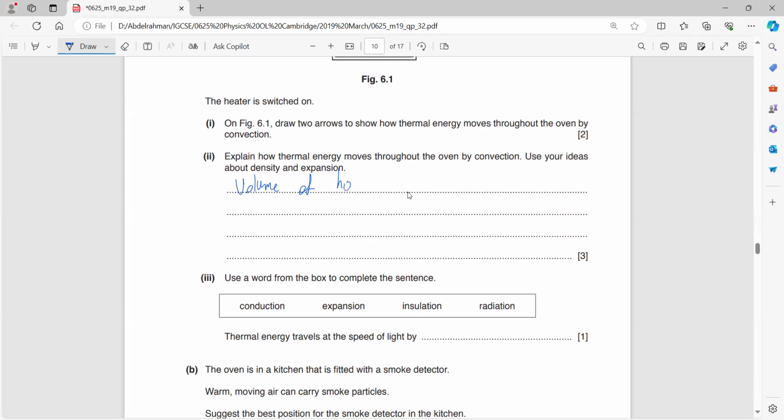The volume of the hot air increases. Therefore, the density decreases. Therefore, it moves upwards. Hot air moves upwards. Cold air moves downwards. And then that's it. That's all we need to say.